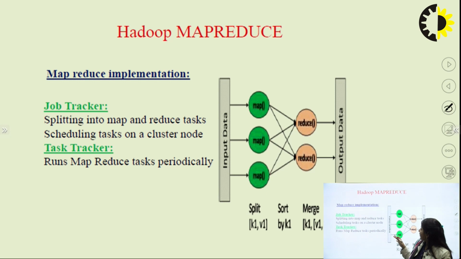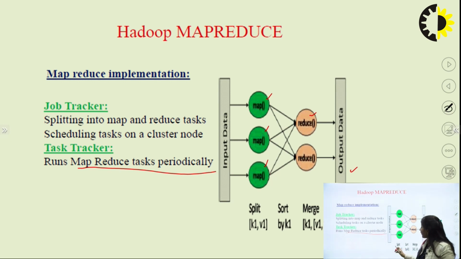This job tracker is going to split the job into map and reduce tasks, and the task tracker runs the map and reduce tasks periodically. Firstly we have the input data, then we perform the map function here to divide the data into blocks and assign one key to each and every block of data. Then we apply the reduce function by mapping all the keys and reducing the data, and finally we have the output data.